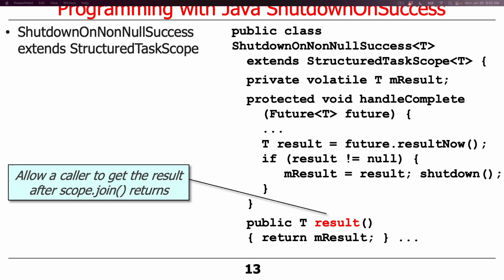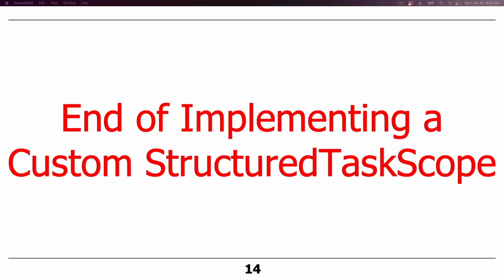So after this happens, after join returns in the scope where this thing is used, we can then call the result method. We'll get the result back, which will either be null if nothing completed successfully, or otherwise will be the value that was the first successful, i.e. non-null, completion. So that's the end of the quick overview of implementing how and why, or maybe better, why and how to implement a custom StructuredTaskScope.